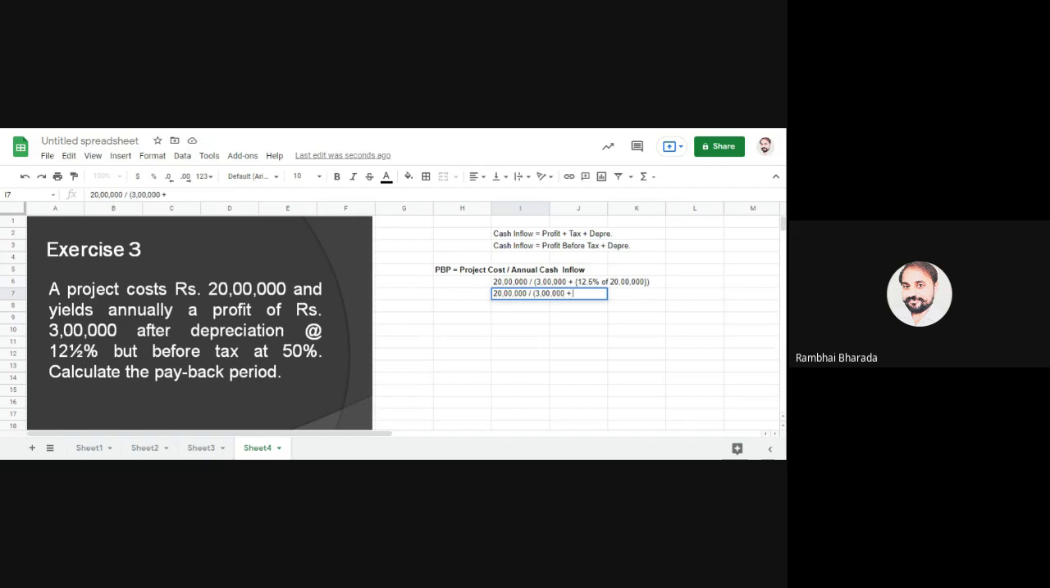You will get the answer. Do the calculation: 20 lakh into 12.5%. You will get 2,50,000, if I am not wrong.